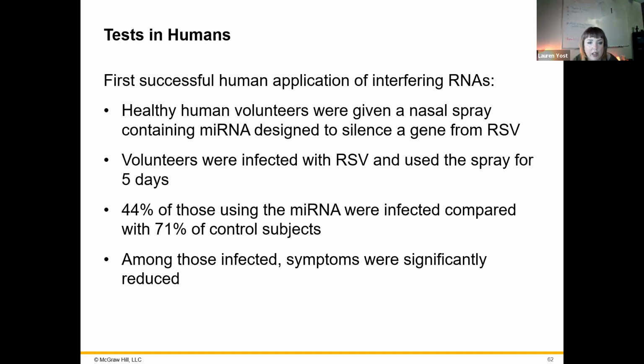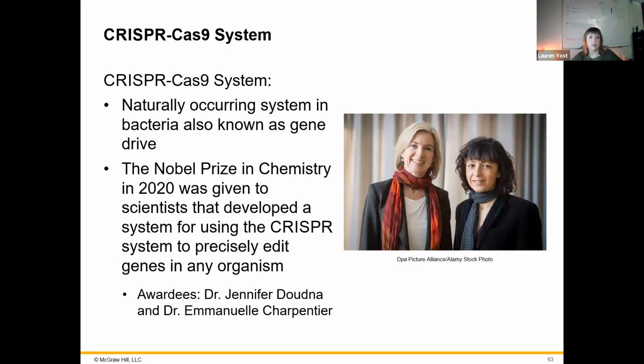Interfering RNAs like the microRNAs have been successful in humans as nasal sprays to silence genes from RSV, respiratory syncytial virus, which can be pretty bad for little babies. That can eliminate infection and symptoms associated with RSV. 44% of those using it were infected, compared to 71% of those given the control substance. So we're able to prevent the growth and spread of this infection using those silencing RNAs.